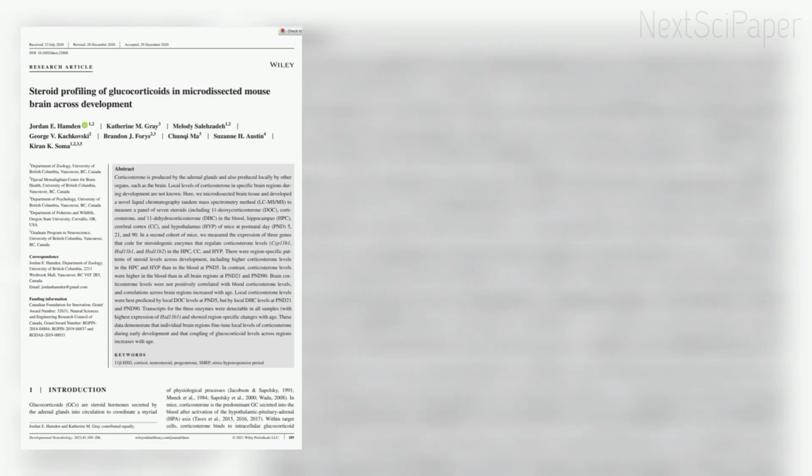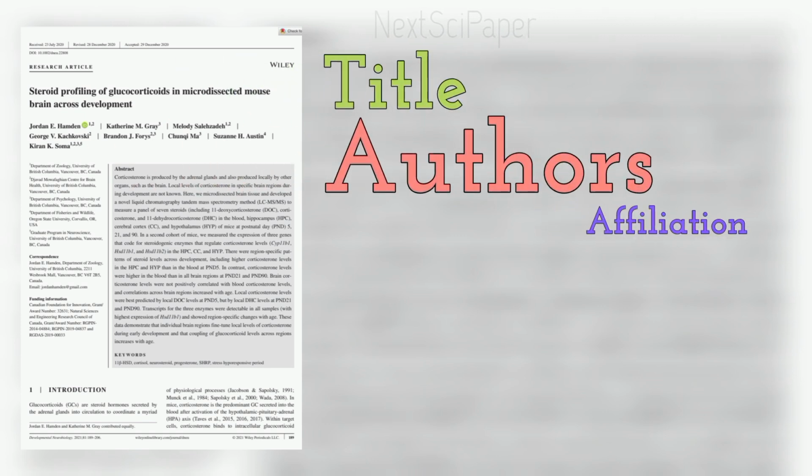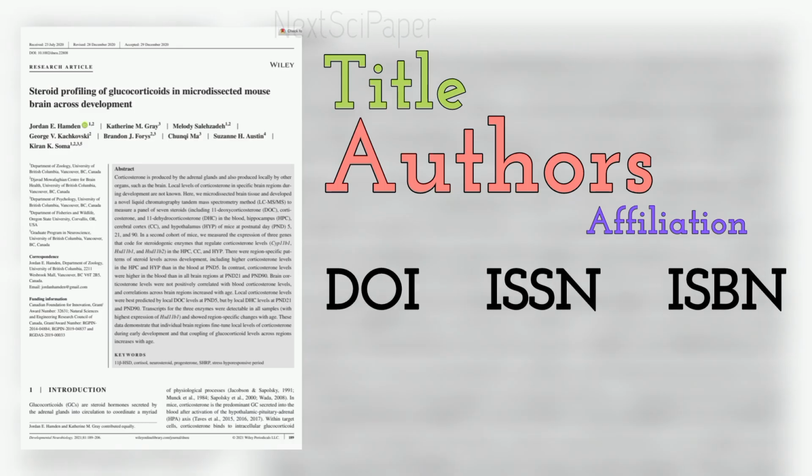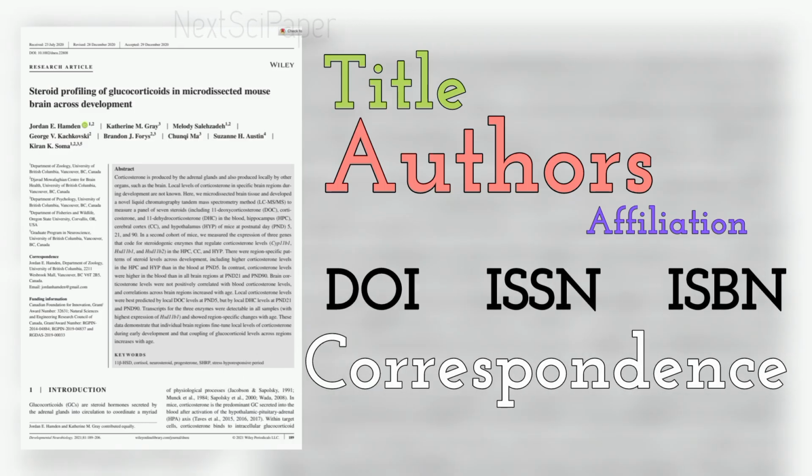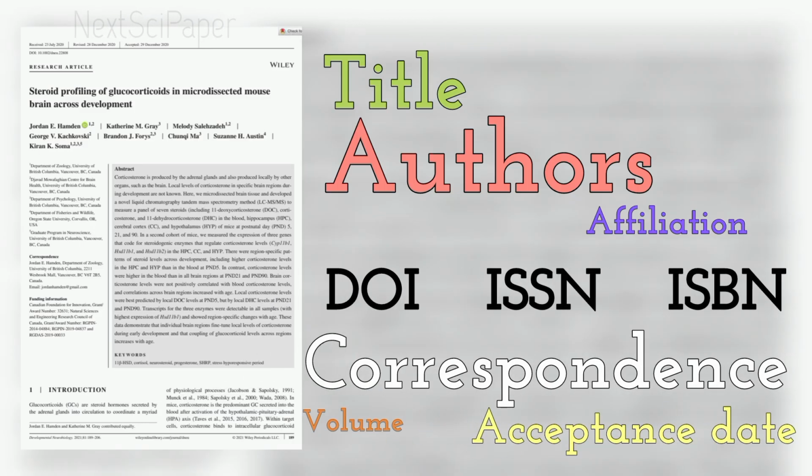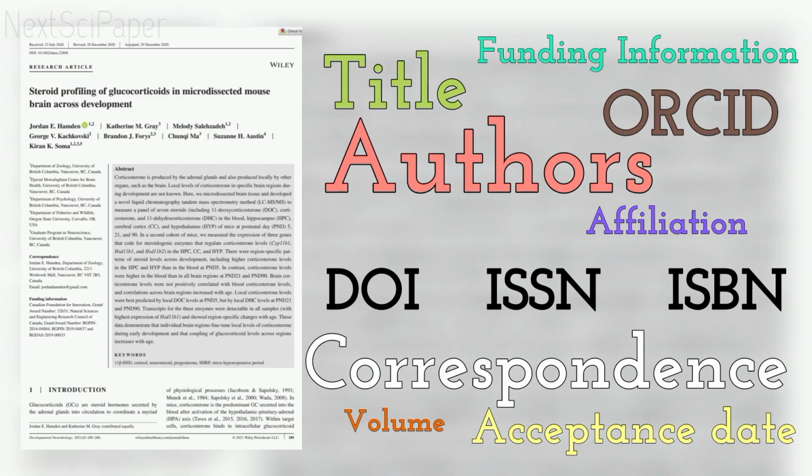In general, about 95% of research articles present the same core information on their first page: the title, authors, affiliations, DOI, ISSN, corresponding author, submission and acceptance dates, volume and issue numbers, funding information, and ORCID. The layout may vary, but the structure is almost always the same.